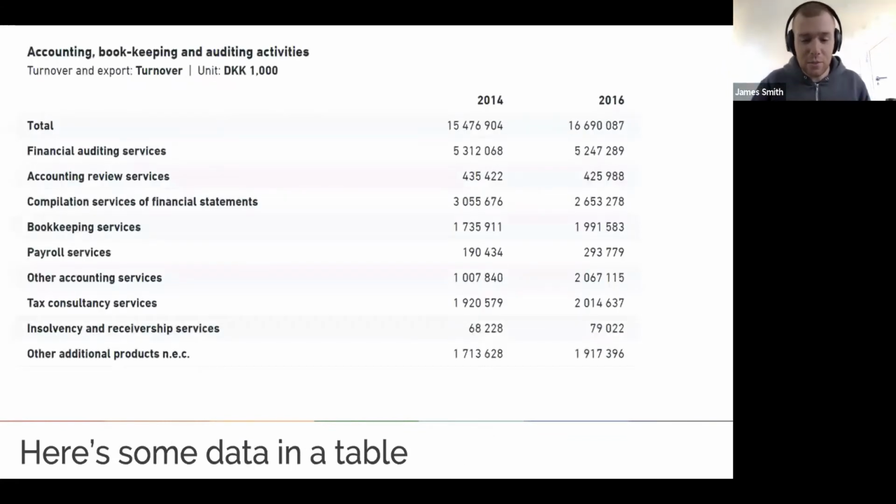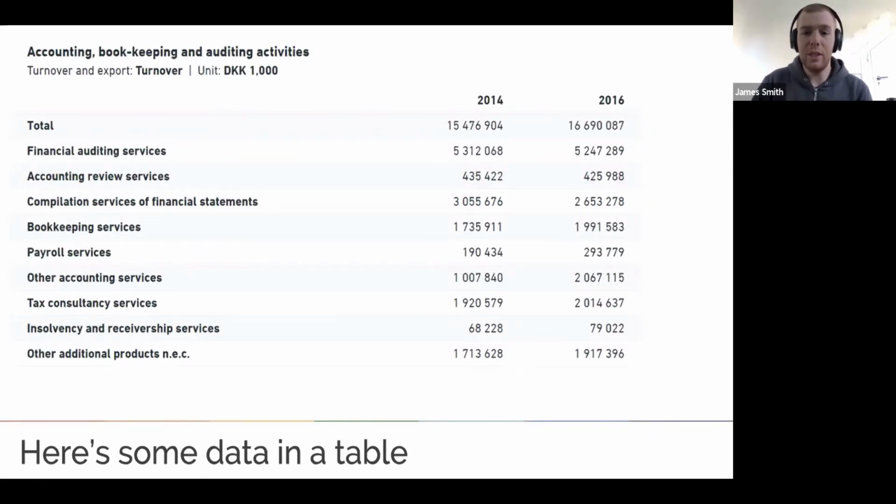In this case, I've got some pretty exciting data here from the Danish Statistics Authority. So I spent a bit of time last year working over in Denmark, and I pulled up this data on the different categories of accounting, bookkeeping, and auditing, and the difference between them in 2014 and 2016. So as I said, thrilling stuff.